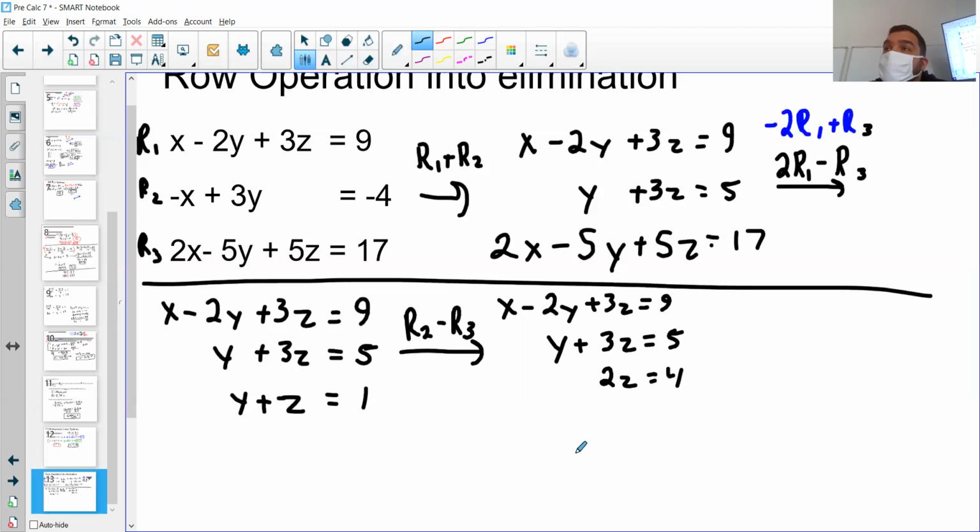Why can't you just take y plus z equals 1, subtract the z, and say y equals, and do substitution? You could technically do it like that too.